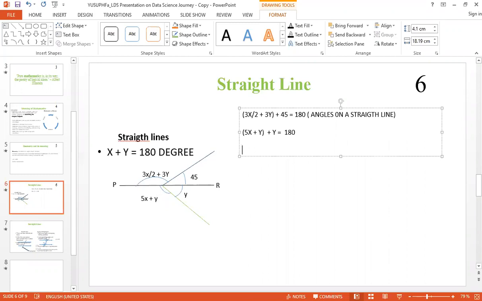Now, we're having two different equations. But before then, let's write this one out. We have 3x divided by 2 plus 3y, and that's then plus 45. That's equal to 180. Okay.